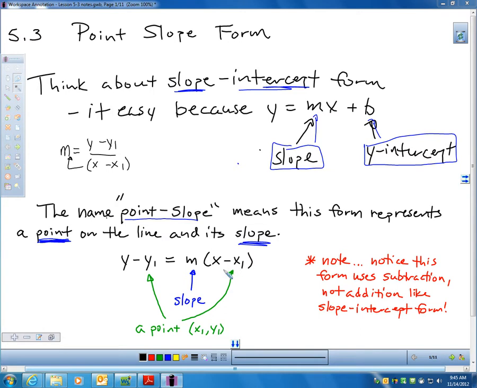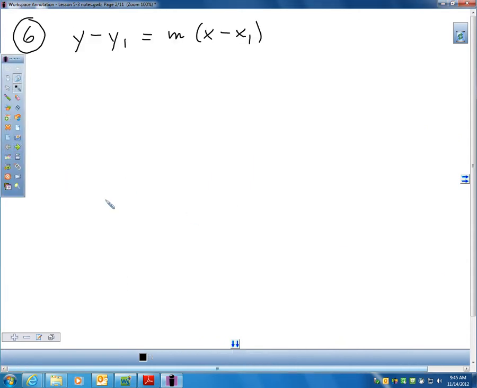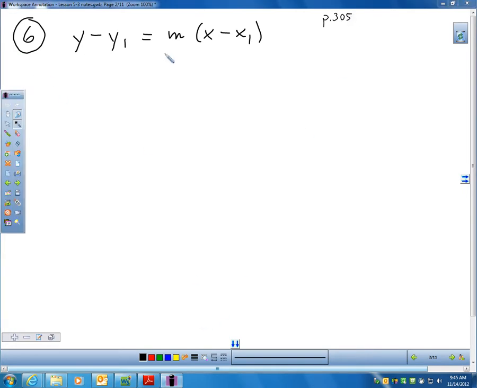I think the easiest thing we can do to go through how to write equations in point-slope form is just to do some of the problems in the homework together. So why don't you turn to page 305, and that's where I'm at right now. I'm on page 305, and I'm looking at problem number 6. You might want to pause the video right now and go to page 305, look at number 6. It says, write an equation in point-slope form of the line that passes through the given point and has the given slope. So first of all, this is what point-slope form looks like.